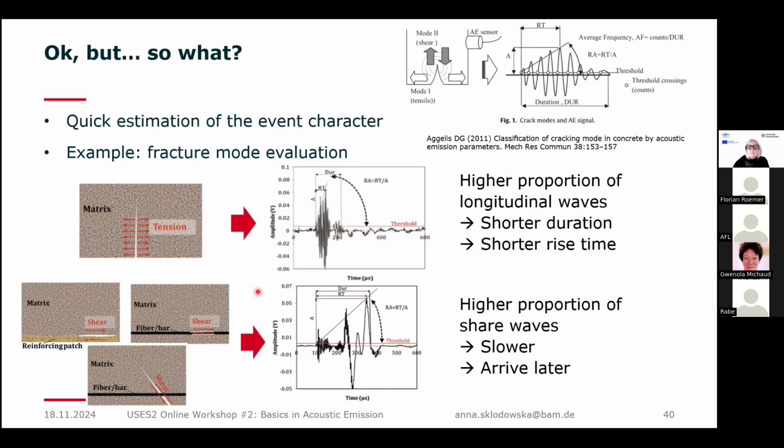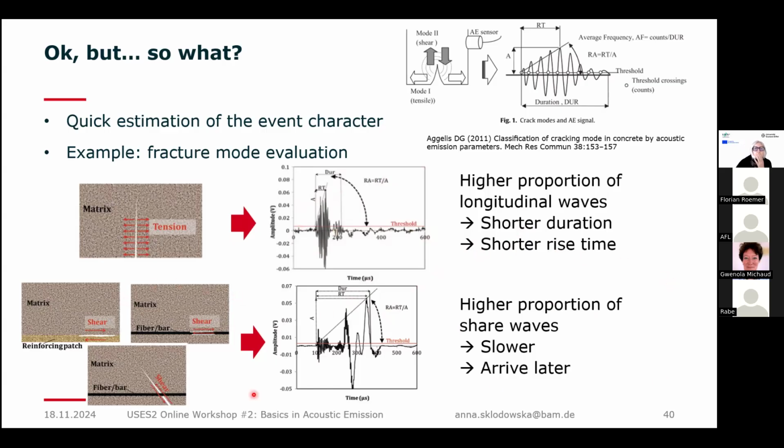So for example, we have different parameters. In general, we can classify it based on the idea that the tensile events emit higher frequencies and shorter waveforms due to the higher proportion of the longitudinal waves over the shear waves. And most of the energy arrives within the early parts of the waveform. And this, as I mentioned before, results in the shorter duration and rise time. Therefore, parameters like average frequency obtain higher values.